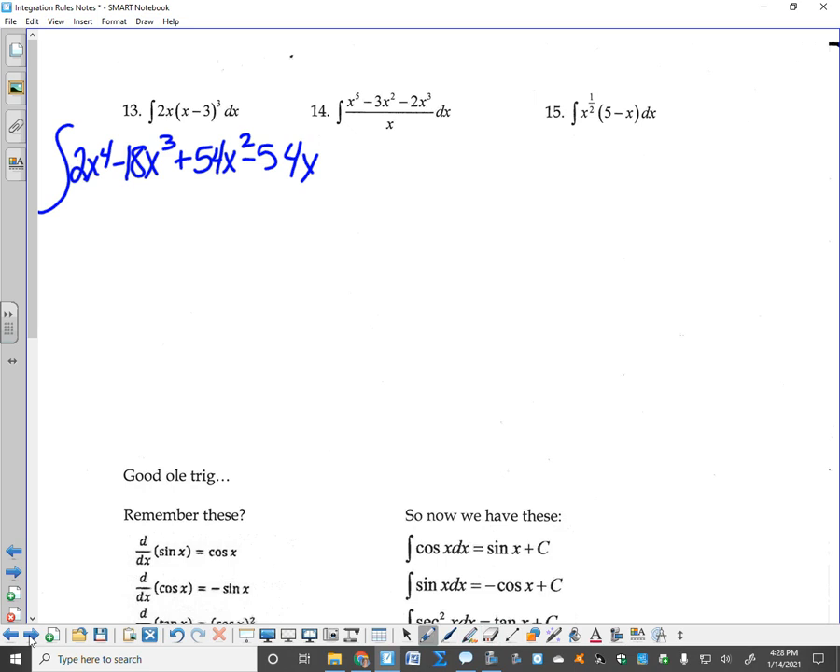Now, this is terrible notation. I have to come in here and put parentheses around it with my dx. Okay, I haven't done any calculus yet.